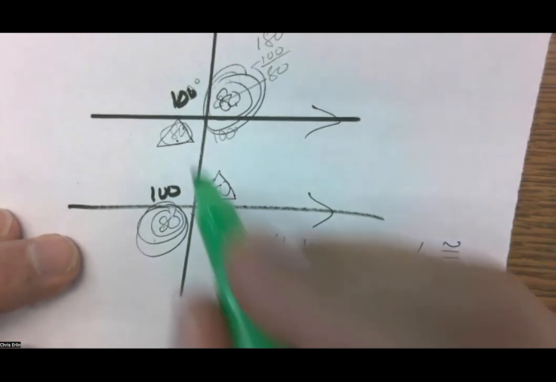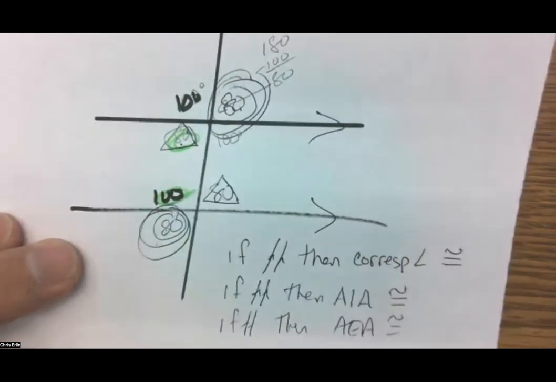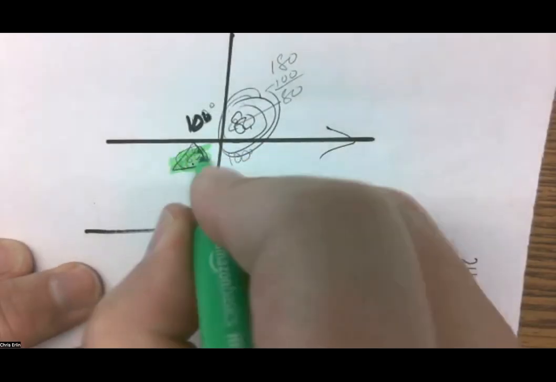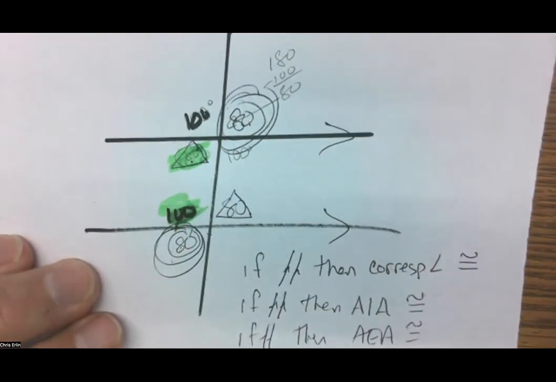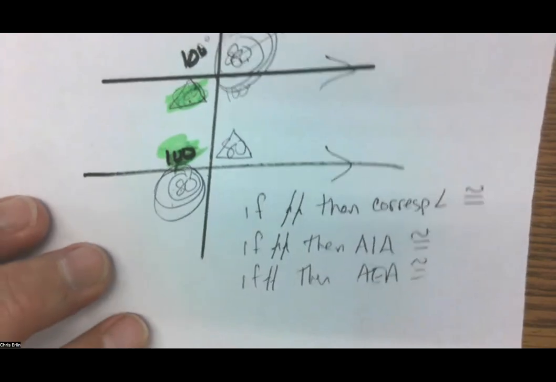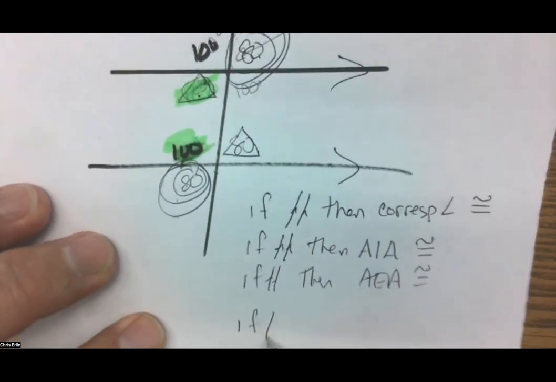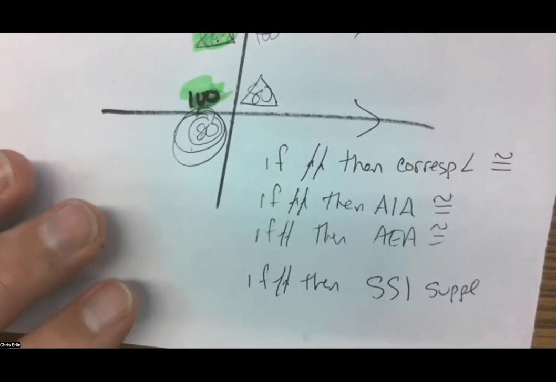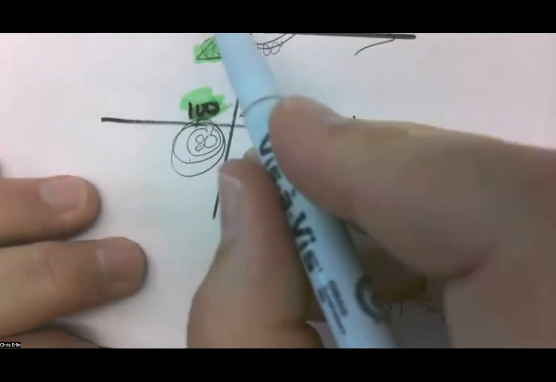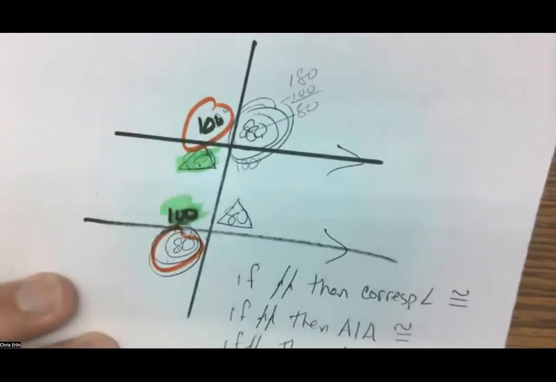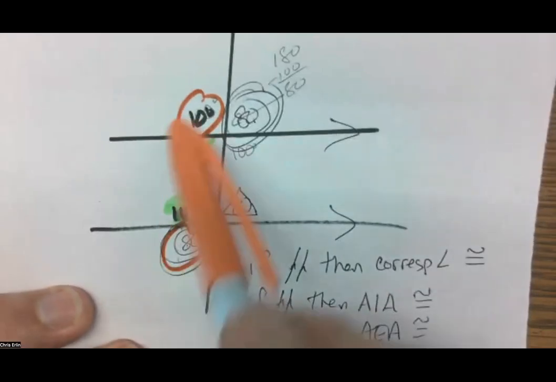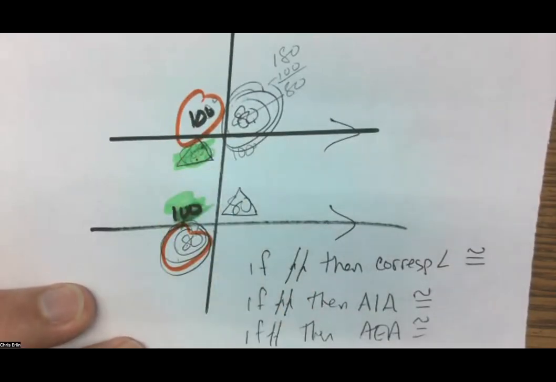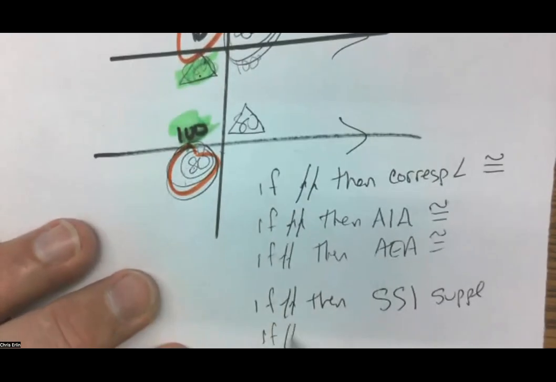Now let's take a look at these two. What's the relationship between those two? And are they congruent? What are they? Supplementary. Okay, and what about those two? What kinds of angles are those? What do we call those? And they are what? Congruent or supplementary? Supplementary.